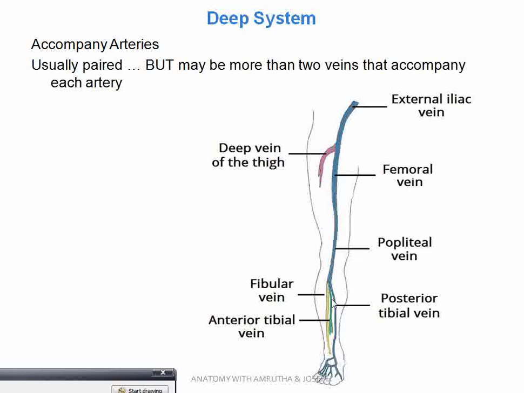We have the anterior tibial artery and posterior tibial artery, so we have the anterior tibial vein and posterior tibial vein. Usually one artery is followed by two veins. For example, there is one anterior tibial artery which has two veins on either side of the artery. They are called venae comitantes, and they are usually paired. That's why the anterior tibial artery will have two veins, and the posterior tibial artery will have two posterior tibial veins. Ultimately they form a single vein, as you can see here.